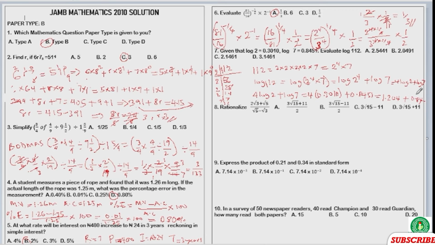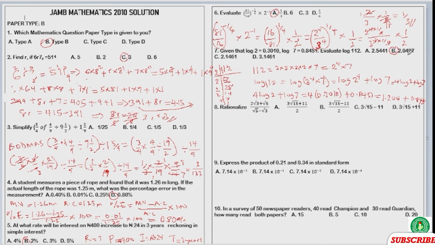You can do that to save our time. So 1.204 plus 0.8451 gives us 2.0491. Option what? You can see that here we have option B. Option B is the answer.